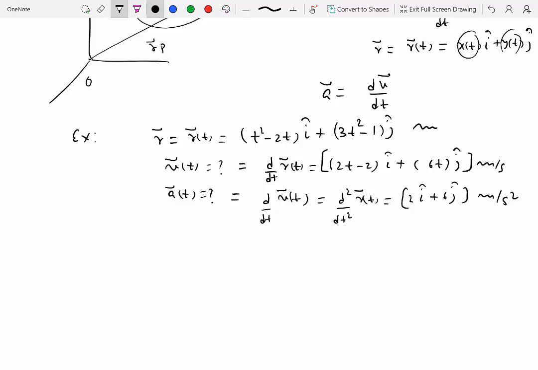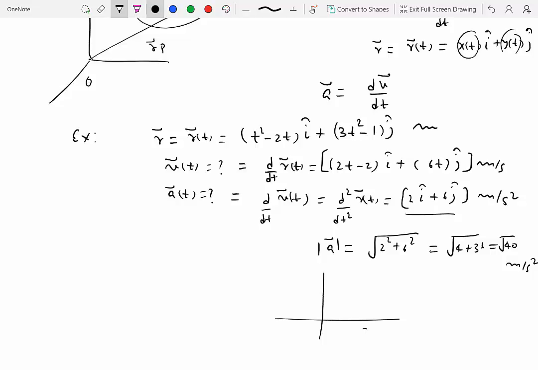So if I ask you, is the acceleration constant? What would you say? Well, clearly there is no time in the acceleration expression, which means that acceleration is constant, right? So what's its magnitude? We can compute that. Magnitude of the acceleration would be square root of 2 squared plus 6 squared, which is square root of 4 plus 36, or square root of 40, and you can compute that, meters per second squared. That's the magnitude. What is its direction? You can compute that too.